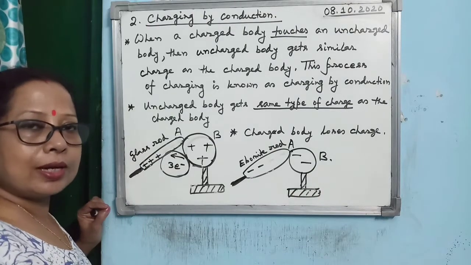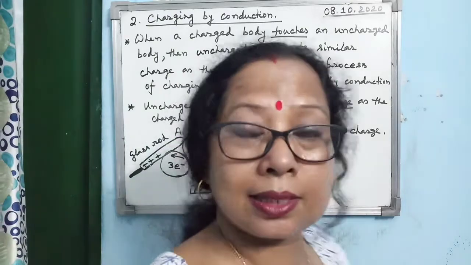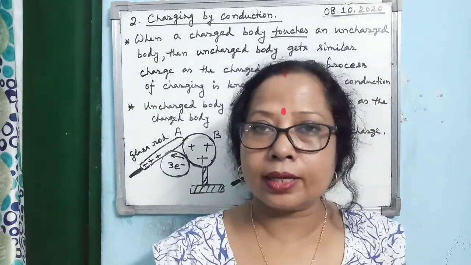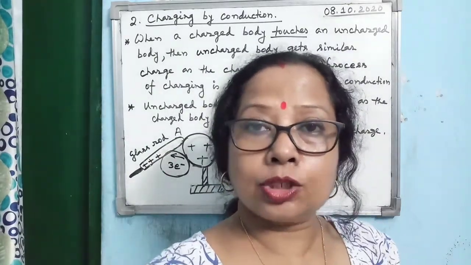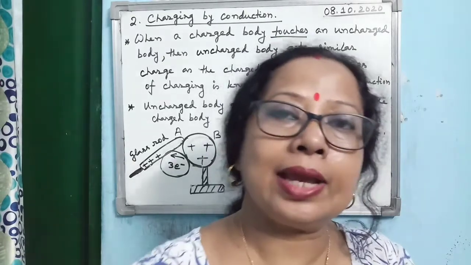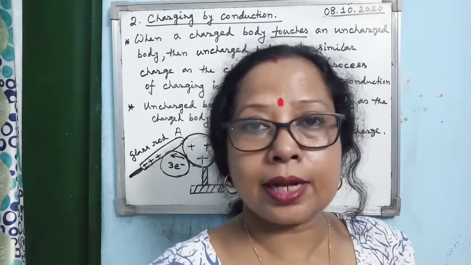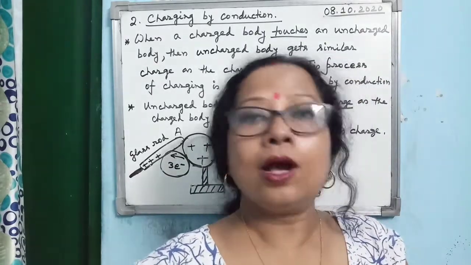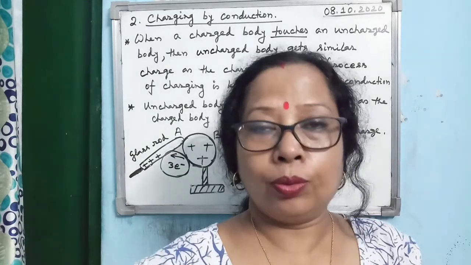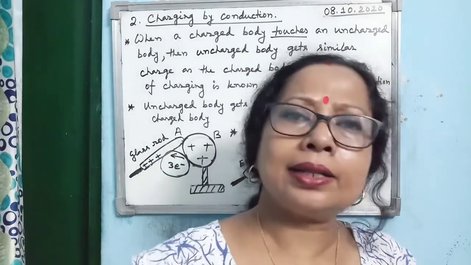So you see that when charging by conduction takes place, they are very generous. Not like you: you are having 2 chocolates, your friend sitting next to you is not having any chocolate, and you do not like to share the chocolate with her, isn't it? You just keep it inside and eat alone. But they do not do it. Some are not like that, they are generous.